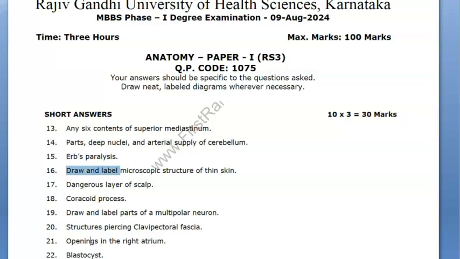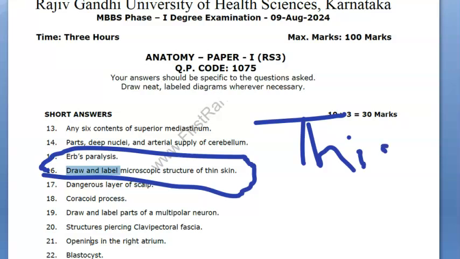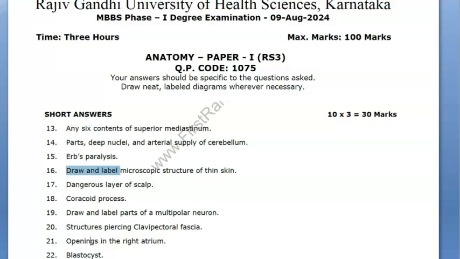Okay, so now let us look at one question here. Draw and label microscopic structure of thin skin. So they are asking you about what? Thin skin, and they're asking you to draw and label its microscopic structure. So they're not asking anything else. For 3 marks, what are they asking you? They're asking you to draw the microscopic structure and just label it. Okay, they're not asking any other explanation.